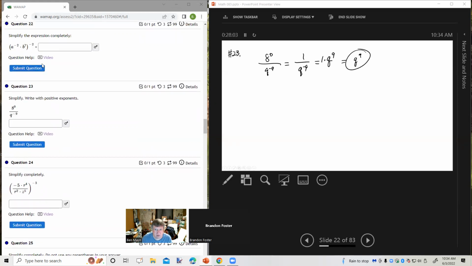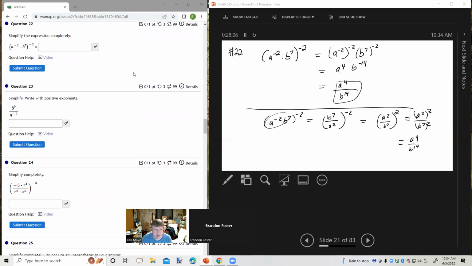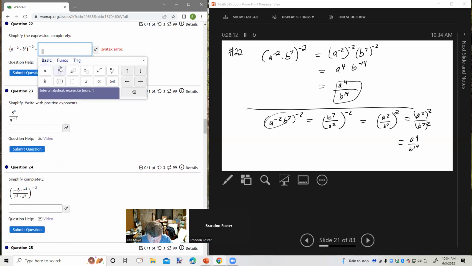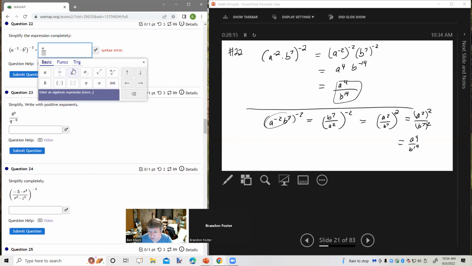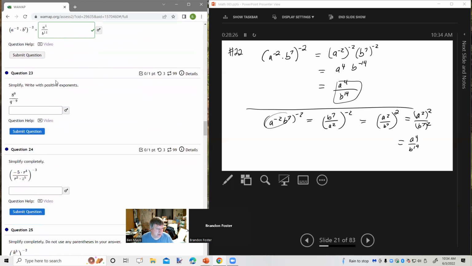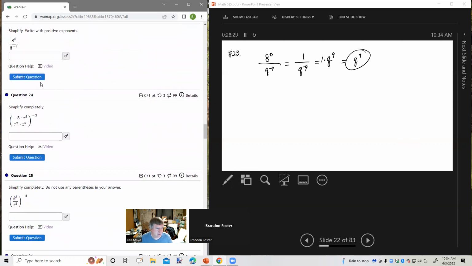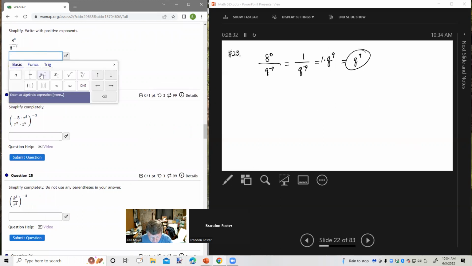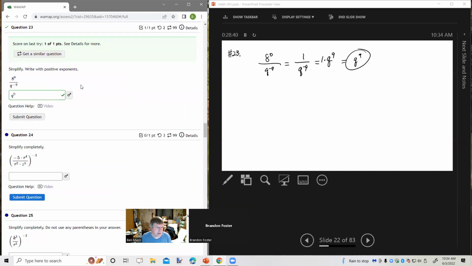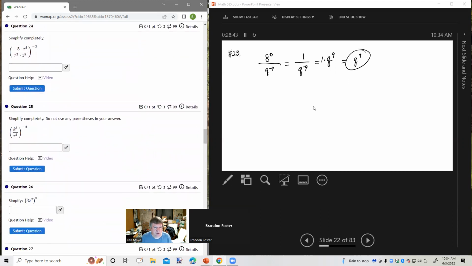Well, I guess I never, hang on a second, my bad. Back here, I never put that answer in there. I should have done that. So we'll go ahead and do that. A to the 4th power over b to the 14th power. Sorry about that. And then going on to this problem, 23 would just be q to the 9th power. All right. On to number 24.